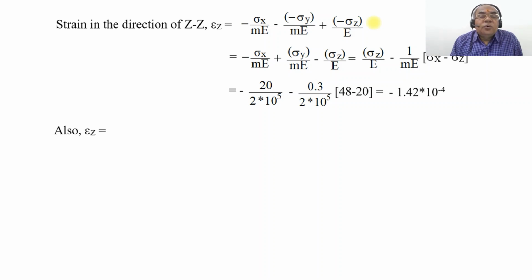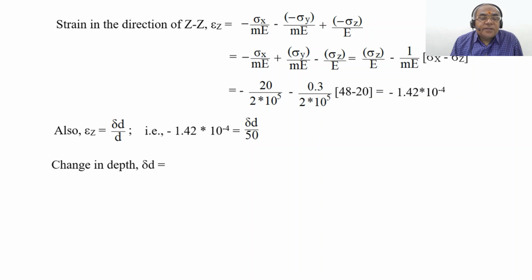Once you get this value, epsilon z will be equal to delta z by z, or delta d by d. You know the value of epsilon z, so substitute that value, 1.42 into 10 to the power of minus 4, which is equal to delta d by 50. On simplification, the change in depth, delta d, will be equal to minus 7.1 into 10 to the power of minus 3 mm, which is again a decrease in depth.